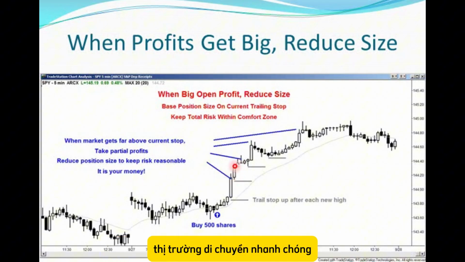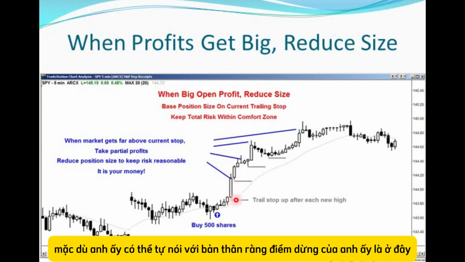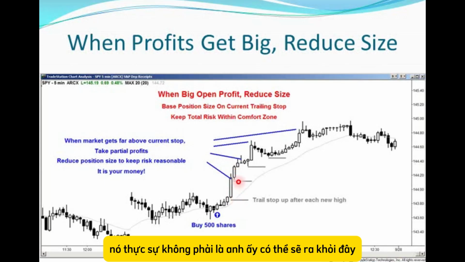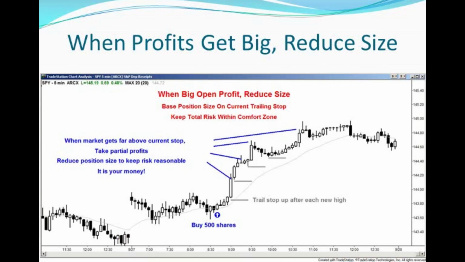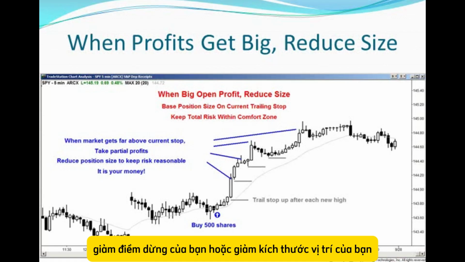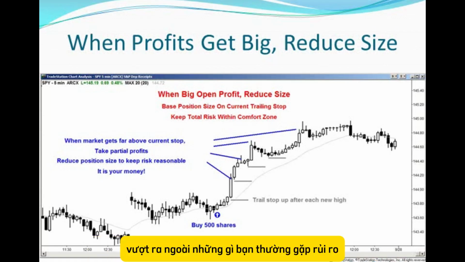On the other hand, the market's moving quickly, he's long, and he wants to take a chance. That means even though he might tell himself his stop is here, it's really not. He'll probably get out here if he has his full position size on. If he reduces his position size, he might get out down here. Key point is just keep the total dollars of risk within your comfort zone, and if your open profits are growing very big, either reduce your stop or reduce your position size, because you don't want to go beyond what you normally risk.